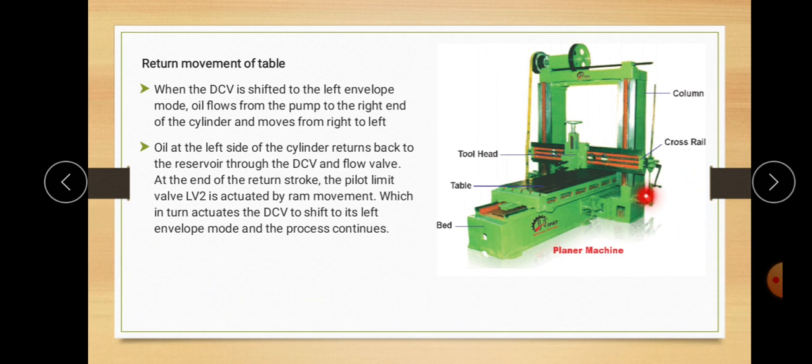So this is the planer machine. We can see the machines in the industrial area. It is the hydraulic planer machine.